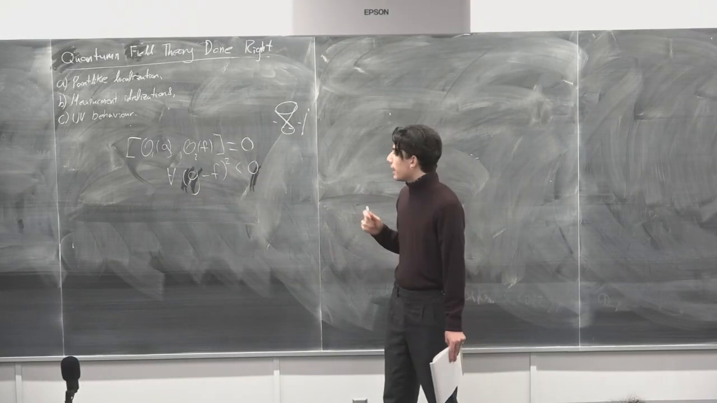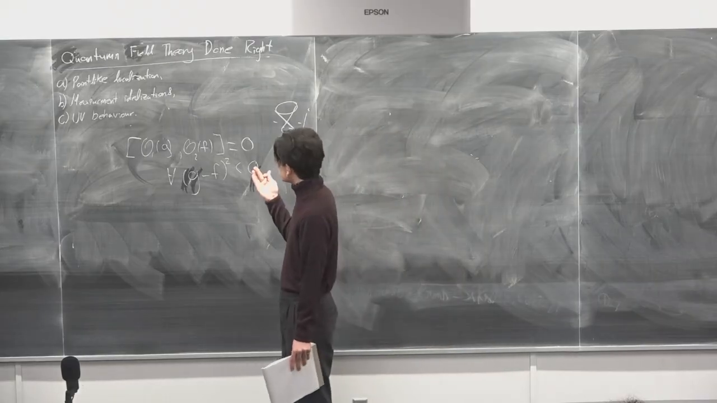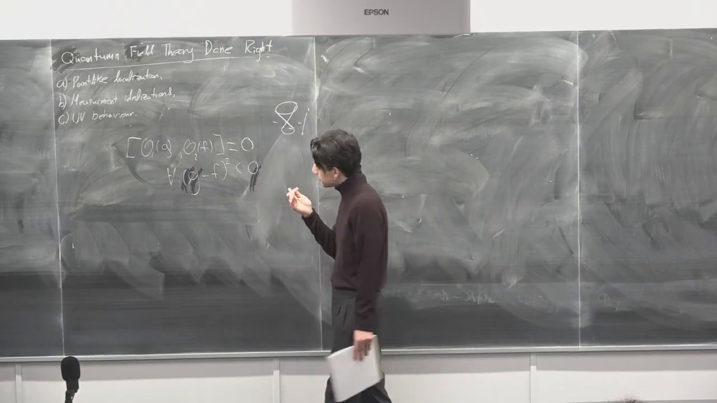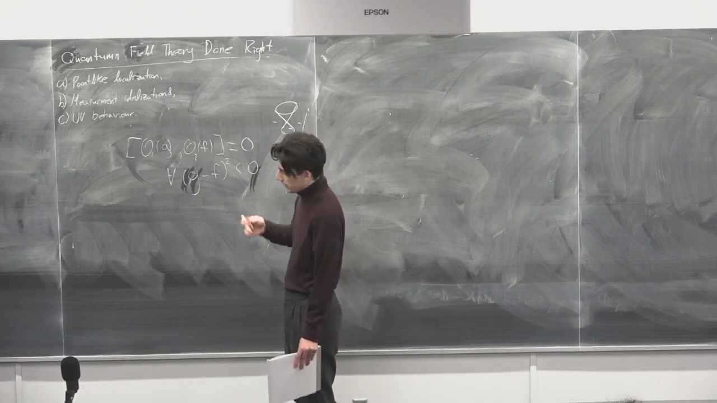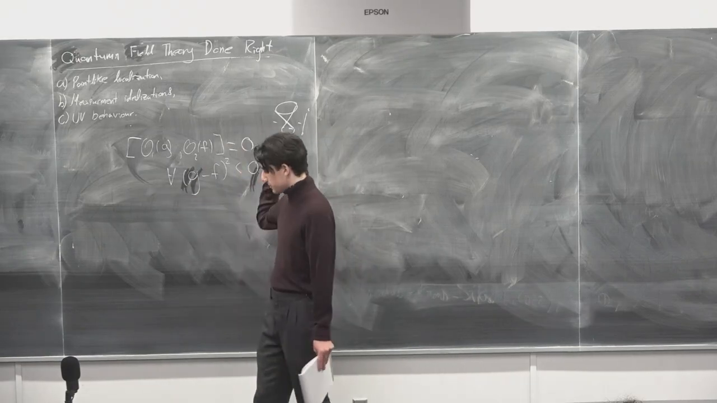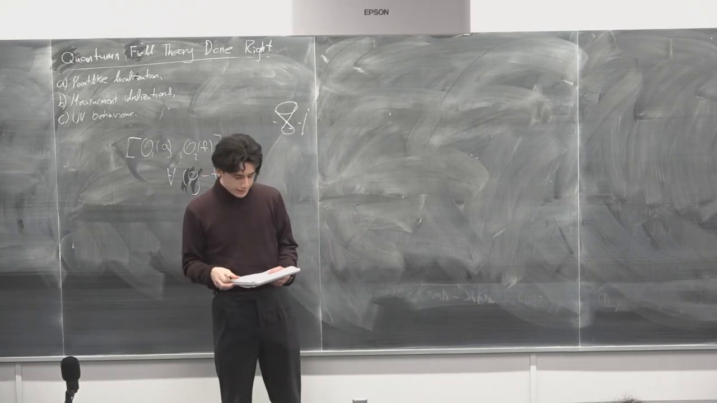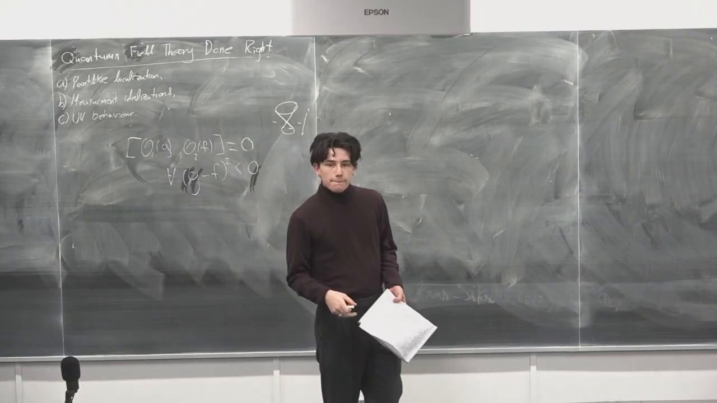Commutators will commute. But this has a problem when you try and do loop diagrams. It doesn't go to 0, it goes to infinity.